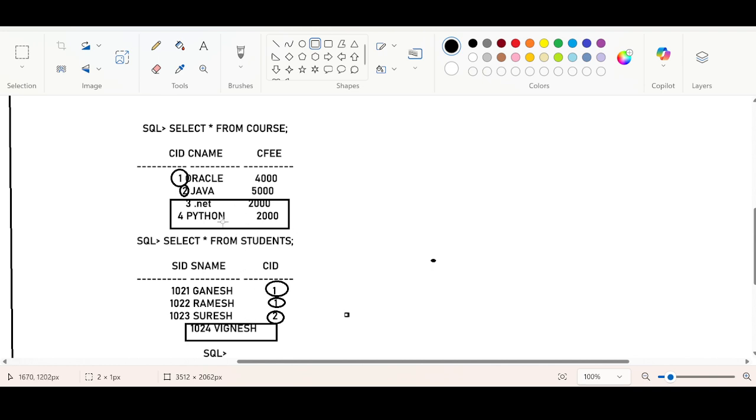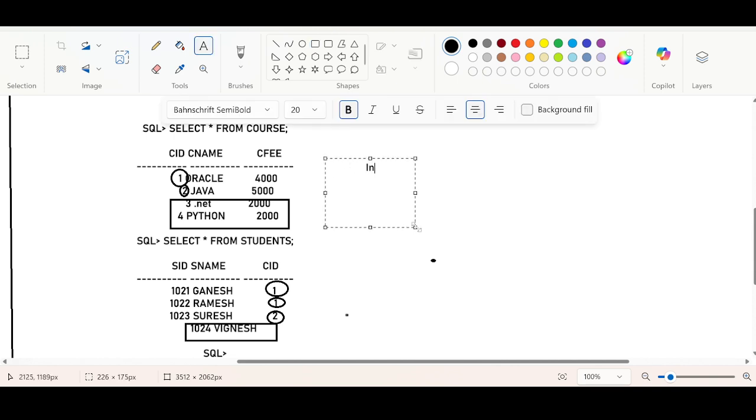I want to deal with these, I want to display this data also. You cannot display this data by using what? By using inner joins, it is not possible. So what is the way that I can do? Then you will be using the concept of outer joins.